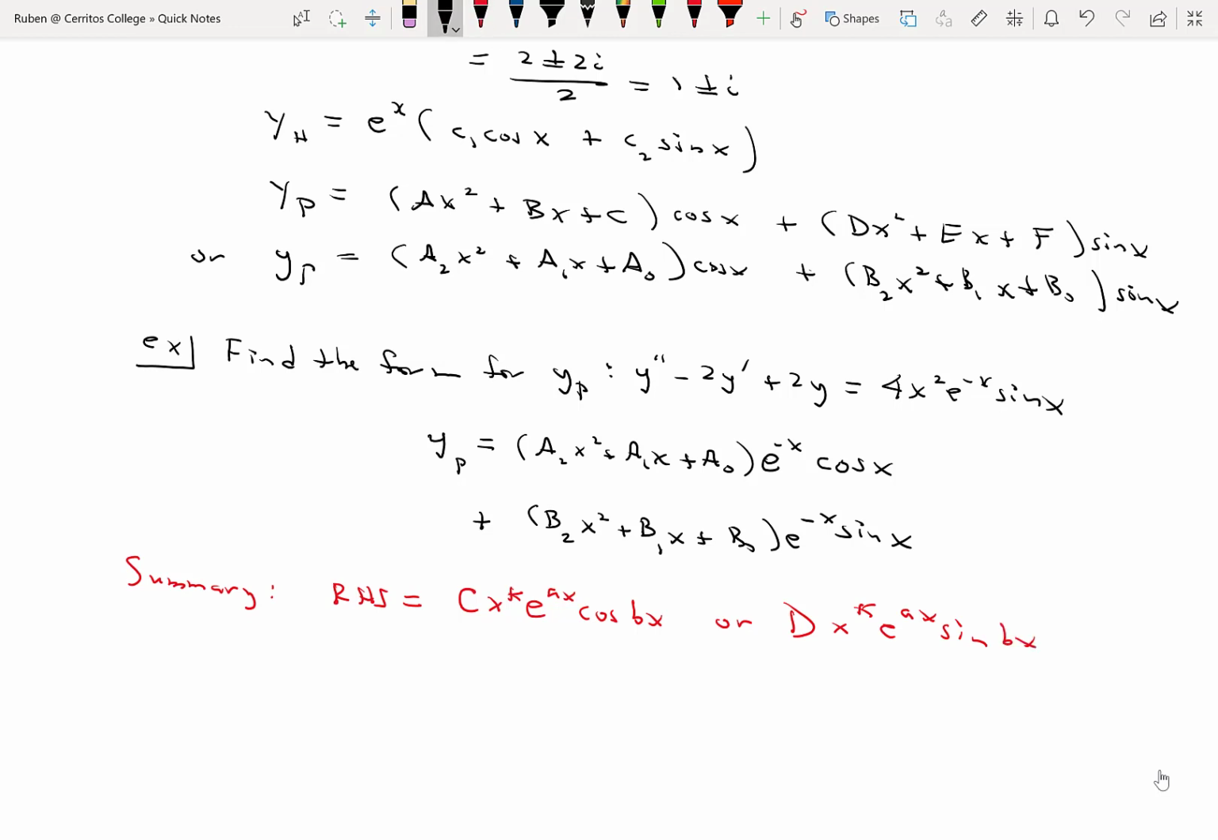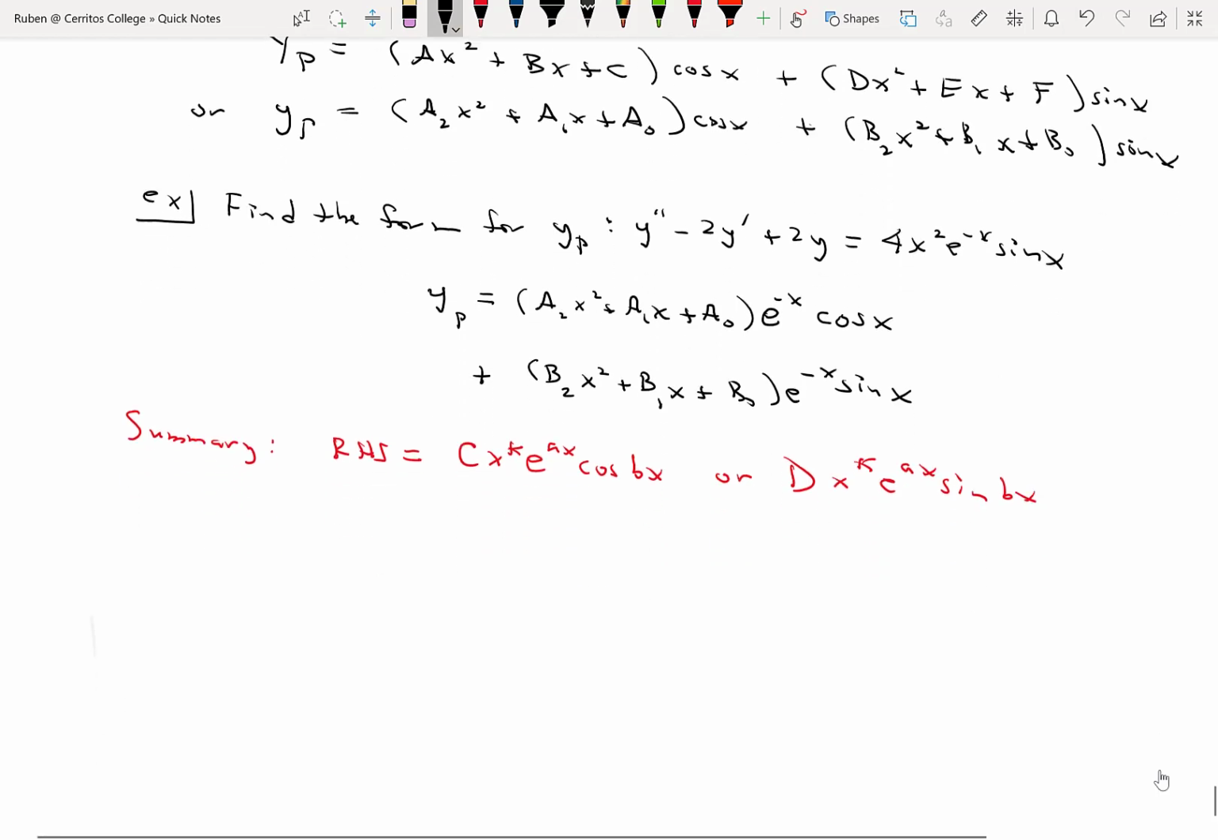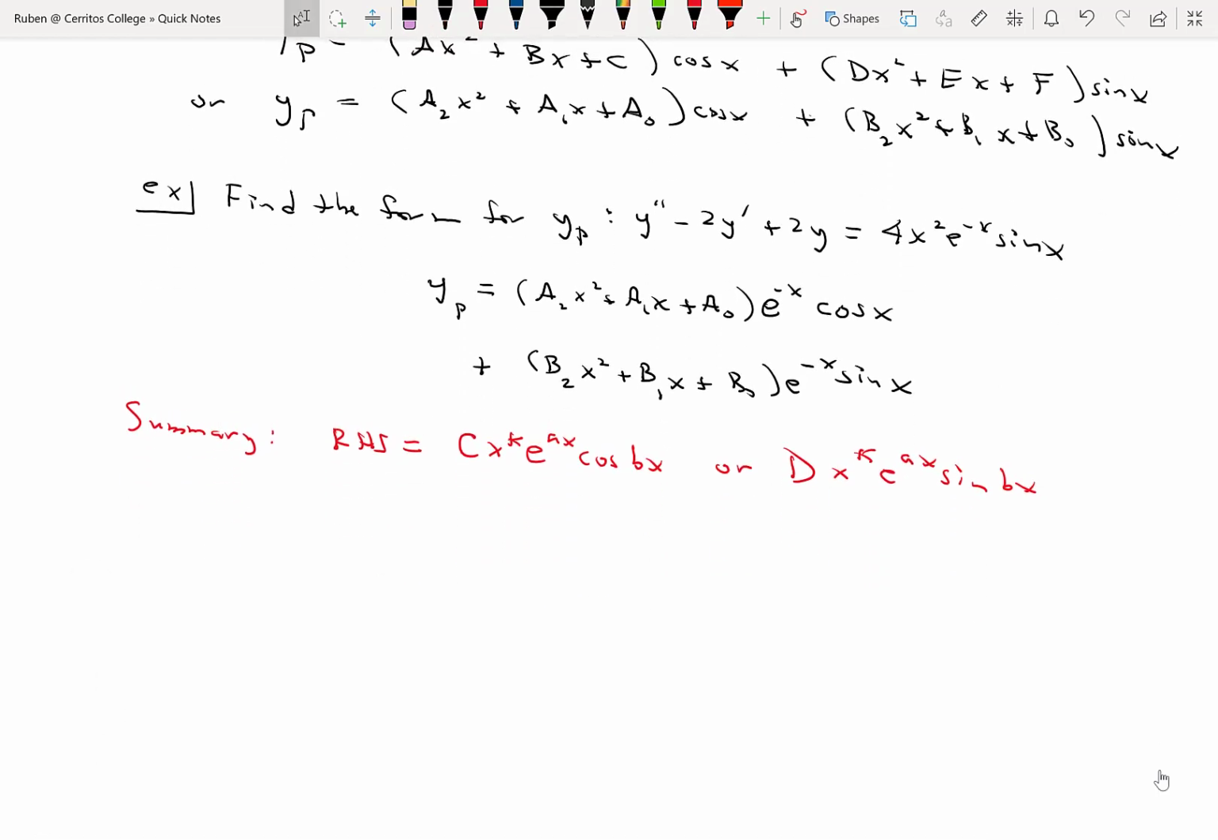Okay. I would imagine that you've guessed what the particular solution would look like. But I got to put that strange little caveat in here. So it's where a plus or minus bi are not roots of the auxiliary equation for our homogeneous equation.